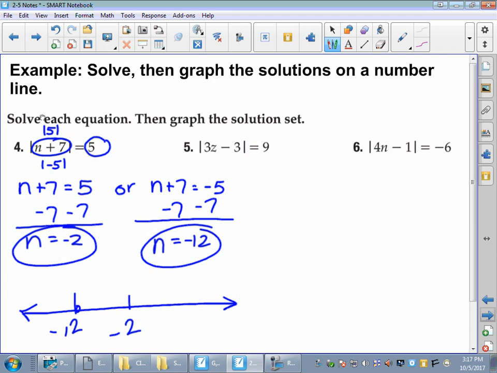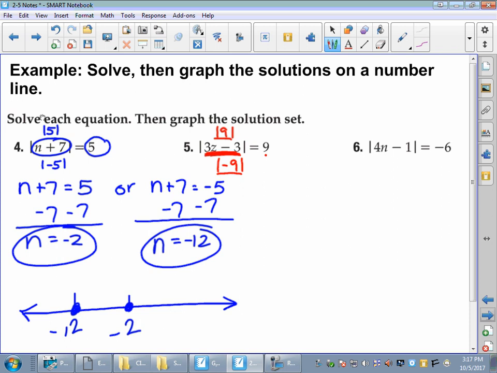So all you do is you put those two on the number line, and we recognize that those are the two solutions. Number 5 here, same thing. I know that there's two numbers that have an absolute value that's equal to 9. If I'm 9 units to the right, I know that the absolute value of 9 is 9. And I also know if I move 9 units to the left, -9 also has an absolute value of 9. So since these two absolute values equal 9, this stuff inside the absolute value must equal 9 or -9.